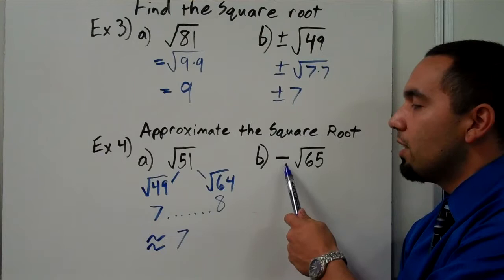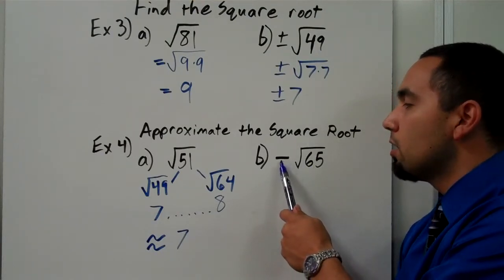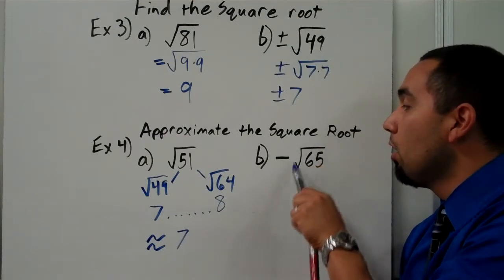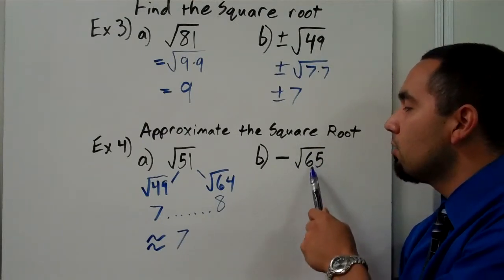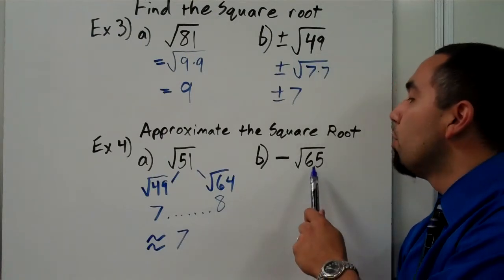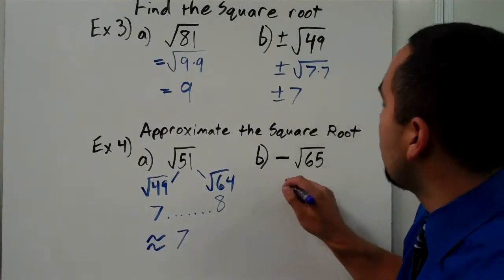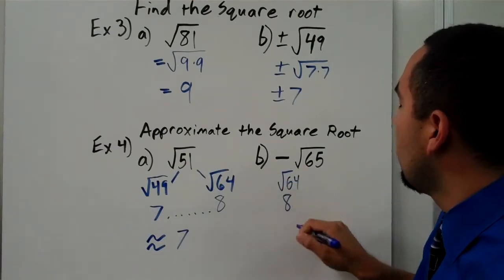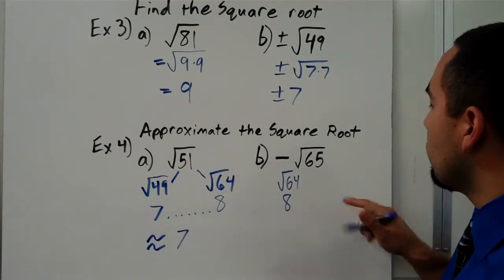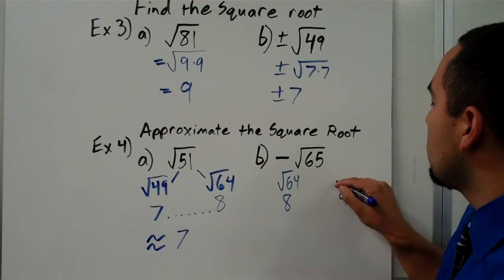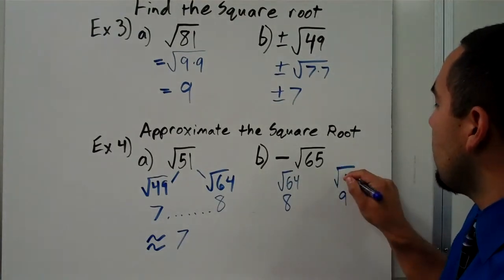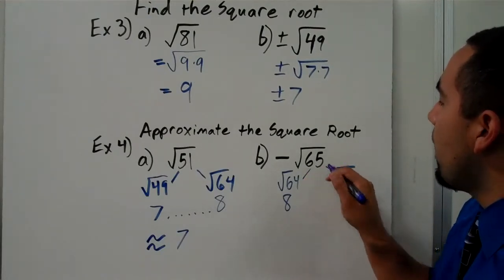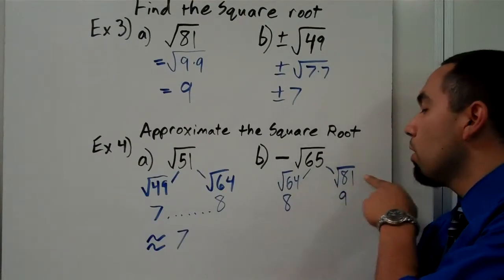So B, now I have a negative square root. And again, this negative means our answer is going to be negative. So first, we have to work this out here. Square root of 65. And again, there is no perfect square root of 65, but we know that the square root of 64 is 8. Well, what's one number up from 8? Well, that's 9. What's 9 times 9? That's 81, right?